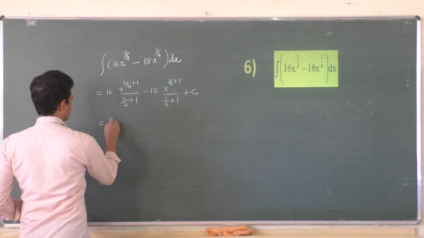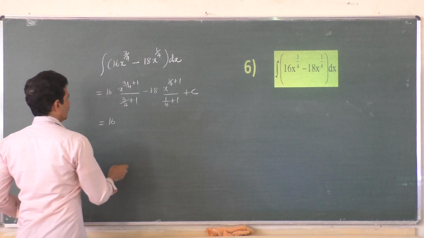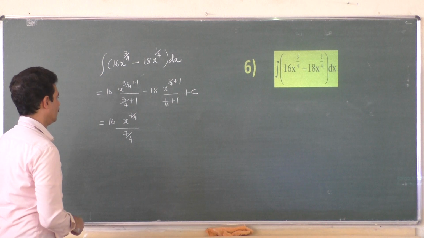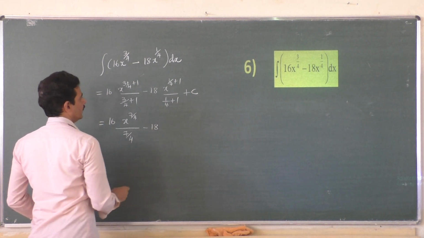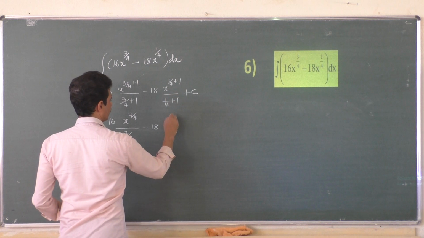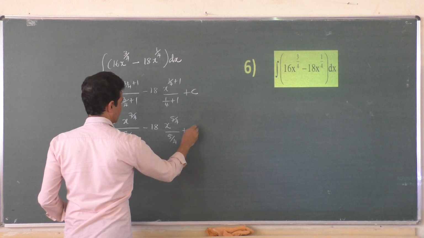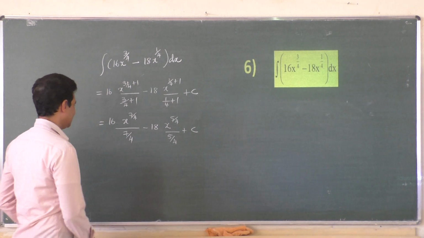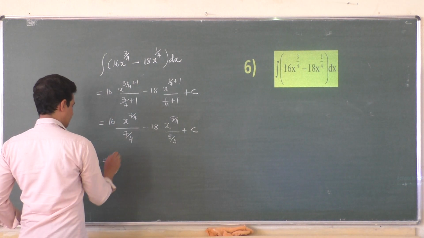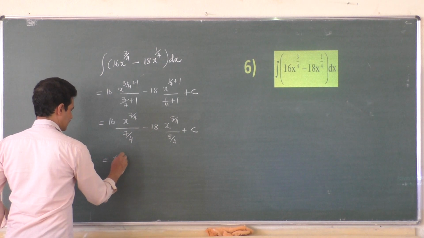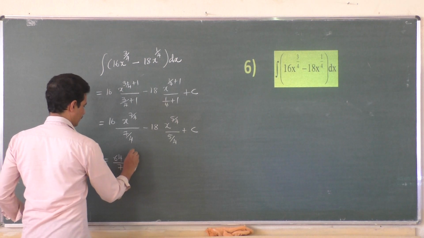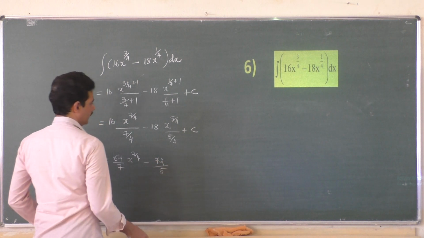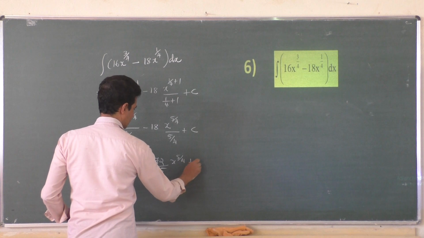That is equal to 16, what is 3 by 4 plus 1? 7 by 4. Yeah, x to the power 7 by 4 by 7 by 4, minus 18 into x to the power, this is 5 by 4 by 5 by 4, plus an integration constant. In case I forget to write any integration constant, please write yourself. That is equal to, this 4 comes to the numerator, so 64 by 7 x to the power 7 by 4, minus 72 by 5 x to the power 5 by 4, plus integration constant.